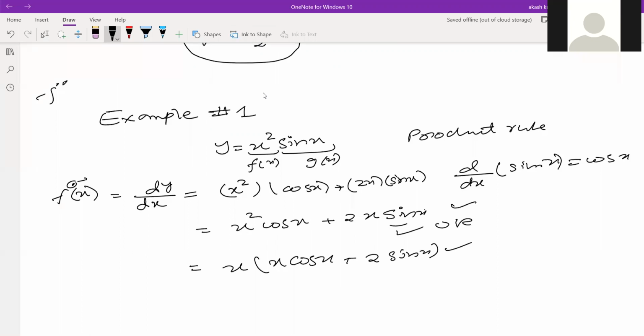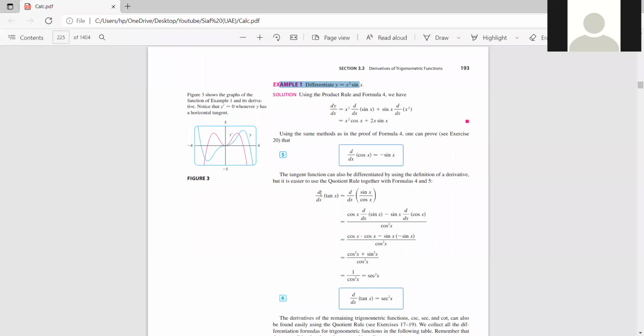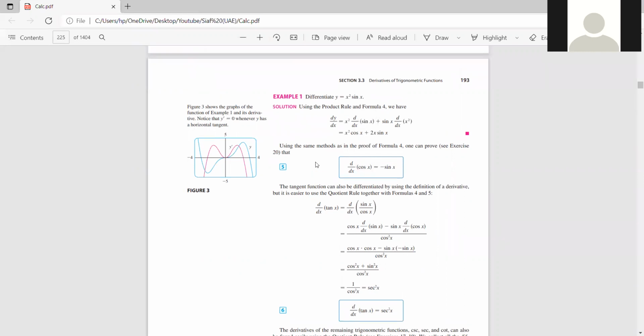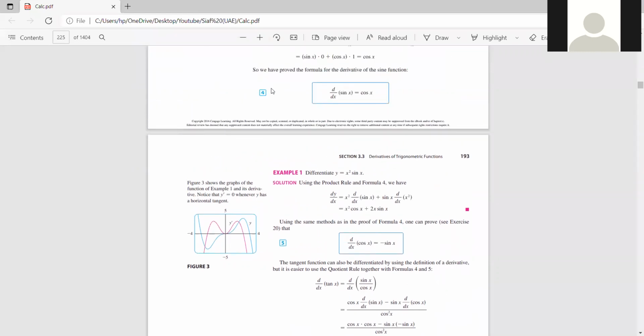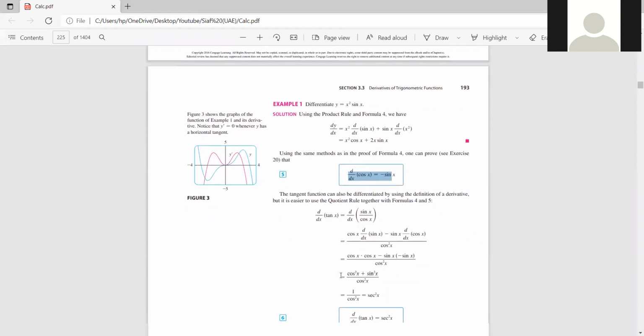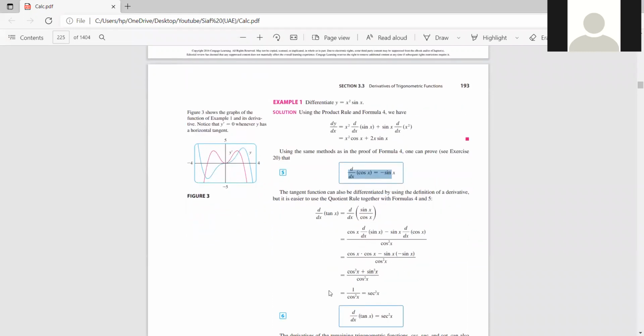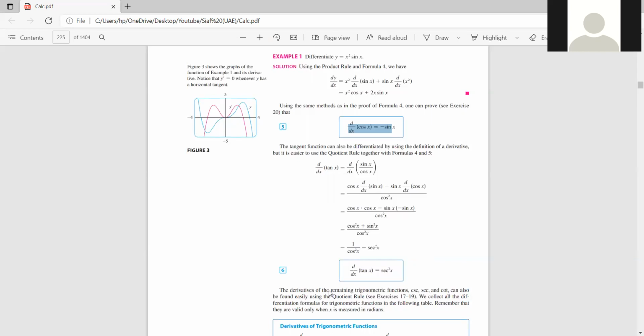Now let's go back to the book. If we are given the cosine function, the derivative of cos x will be minus sine x. The derivative of sine is cos x, and the derivative of cos x is minus sine x. You just need to memorize these things. It's minus sine. Okay, let's do this question. No, this is just an identity. And the derivative of tan x is sec square x.